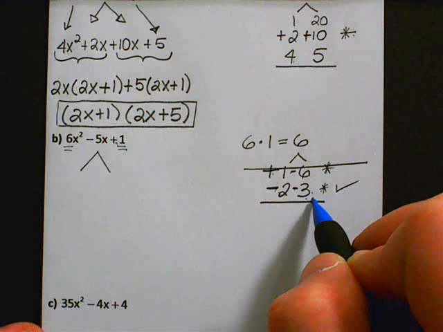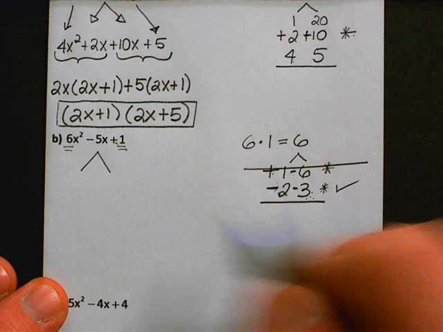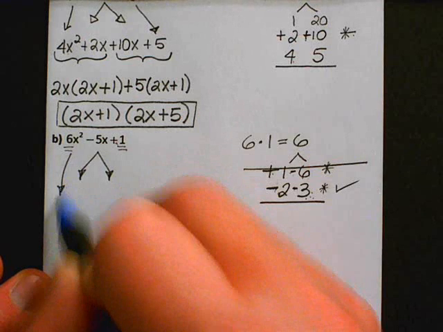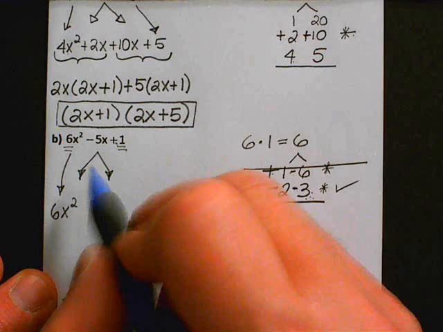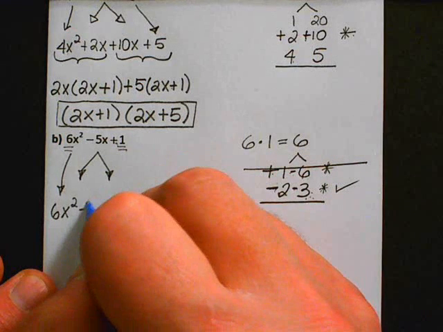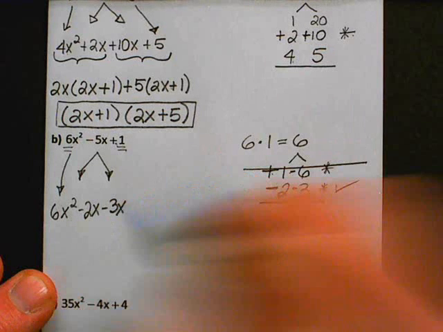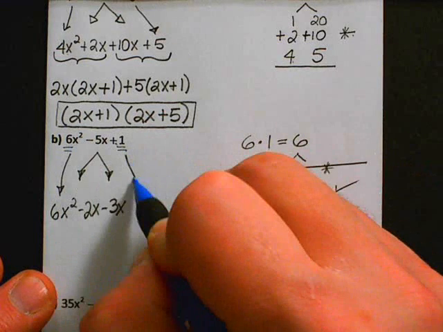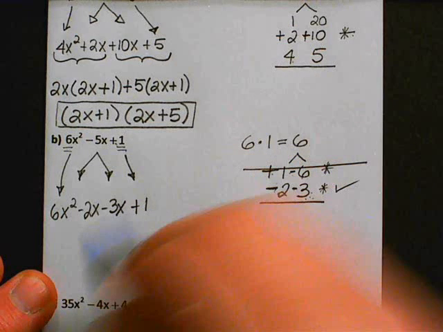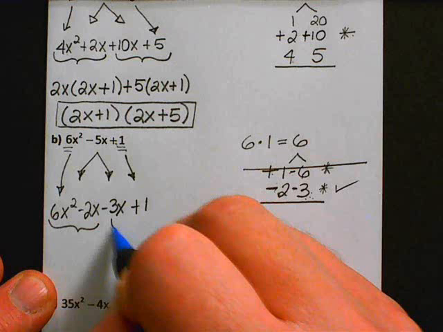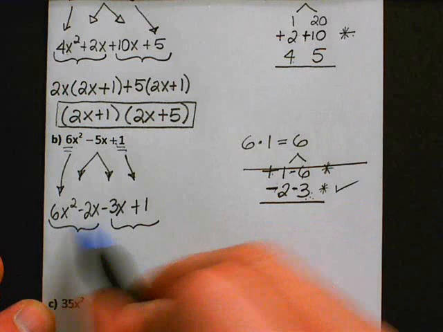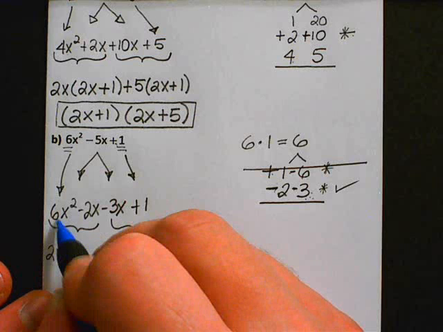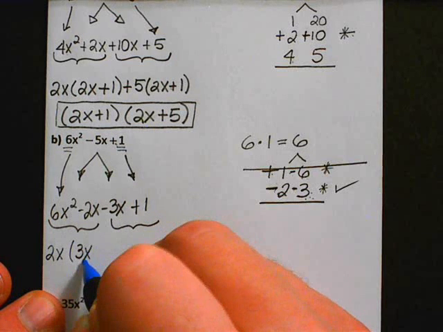Alright, now that we know that, let's copy this down. So let's copy that 6x squared. Split the negative 5x into negative 2x and negative 3x, and let's bring down the 1. Okay, now we're going to do the pairs. And what can I factor from the first pair? 6x squared and negative 2x. Well, I can factor out 2x. So that means 3x squared divided by 2x is 3x. And negative 2x divided by 2x is negative 1.